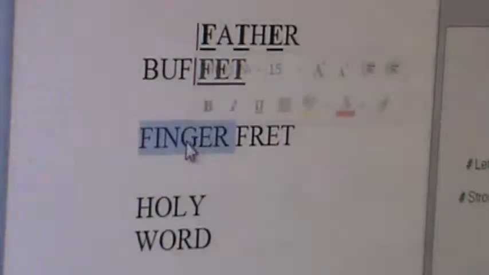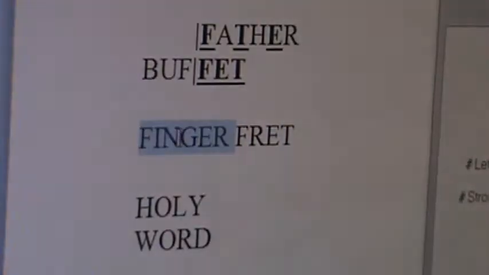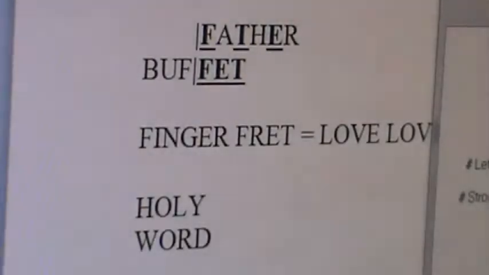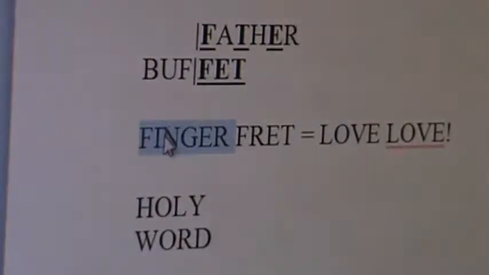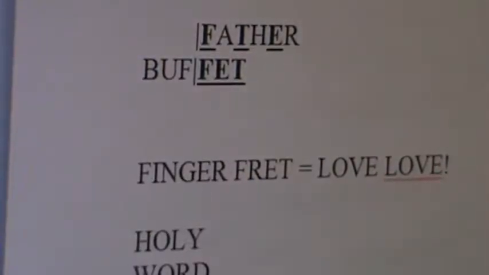Finger is flawless for Christ. 1 + 1, 2 + 2 is 3 3s. Fret goes to Father, and put the two together. It equals double love. Remember, Christ Father is a double love plus half a love. So there's an obvious combo. Finger for Christ, fret for Father. You're just putting this whole puzzle together.